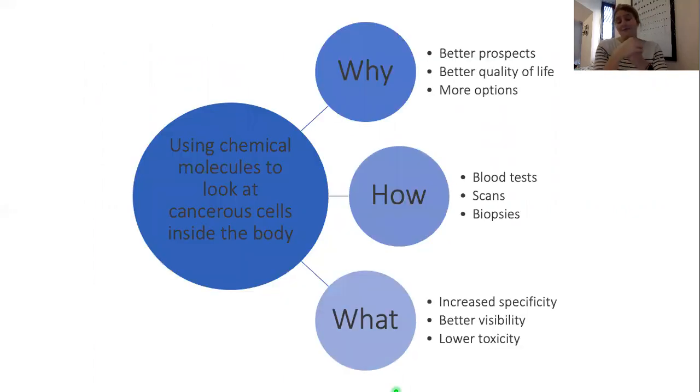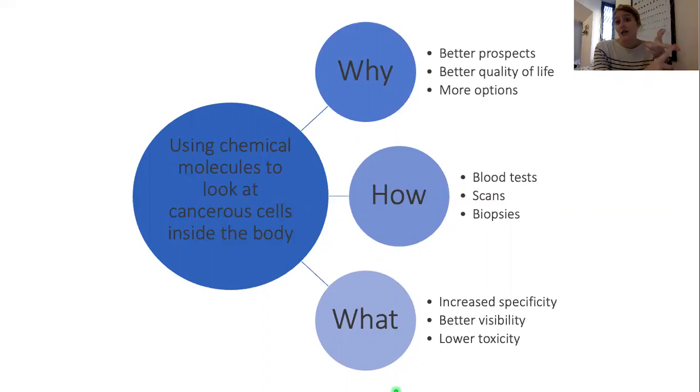So first up, why? And that's simple. It's like with anything else. The earlier you detect something, the better the prospects are. How do we detect cancer? It's a fairly convoluted process, but it will include blood tests, biopsies, and scans. And we predominantly use PET scans to detect cancer.